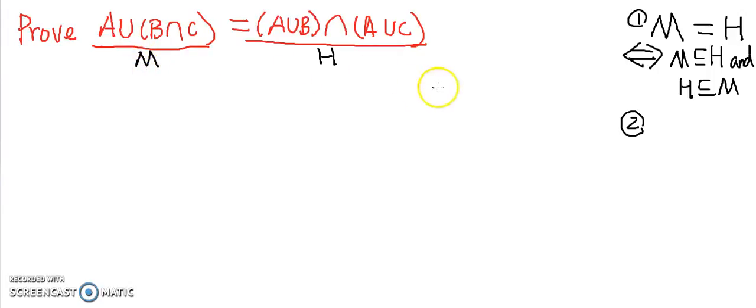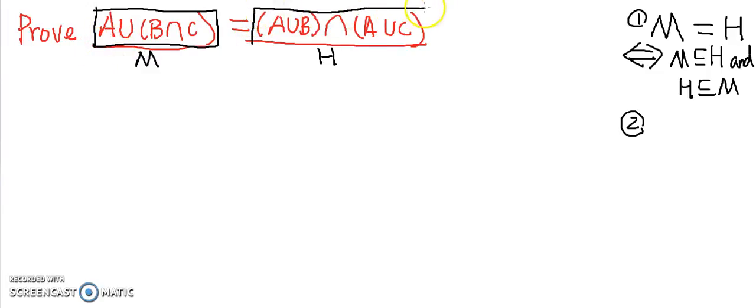Okay, so first step, we want to show the left-hand side set is contained in the right-hand side. How do we show that? So the left-hand side, what is M? M actually is an operation of three sets, and H is also an operation of these three sets. So we want to show A union B intersecting C is contained in A union B intersecting A union C. And how do you prove it?